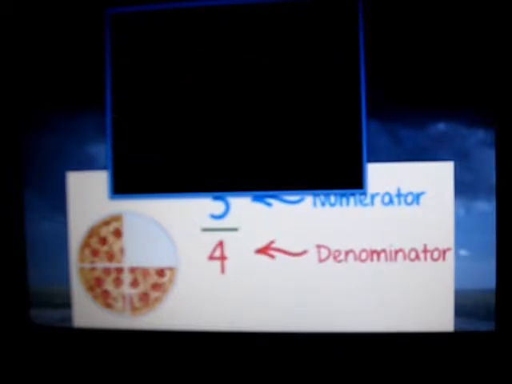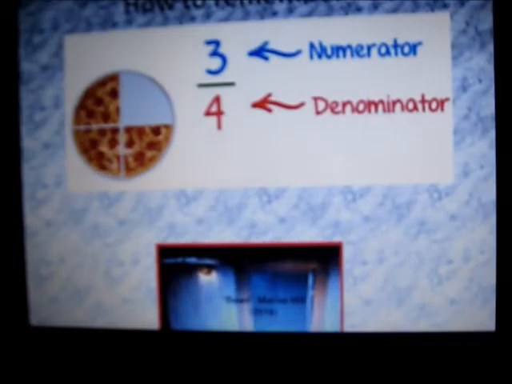Just like in that clip from Harry Potter and the Sorcerer's Stone, the Nimbus 2000 refers to nimbus clouds that are up in the air, just like your numerator is on the top of your fraction.